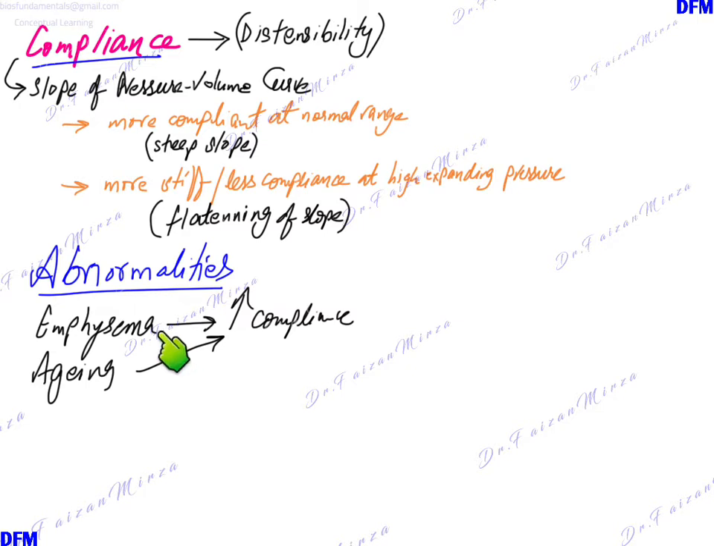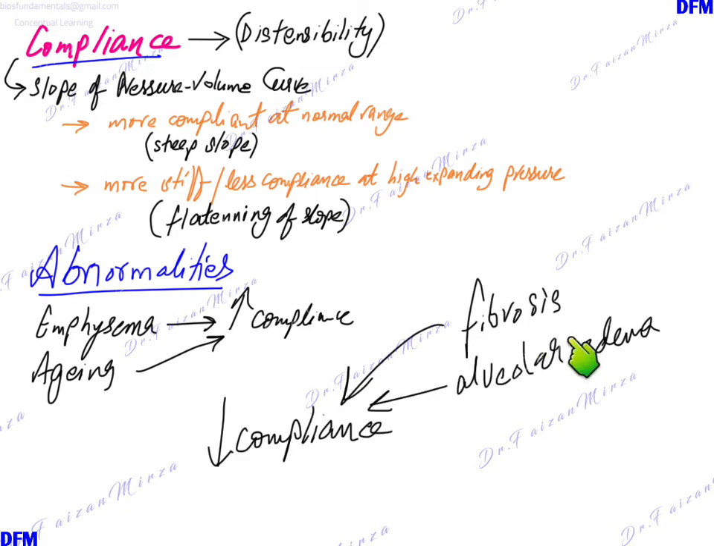Conditions such as emphysema or the physiological aging process increase compliance of the lungs, which makes them more distensible, whereas conditions such as fibrosis or alveolar edema reduce the compliance of the lungs.